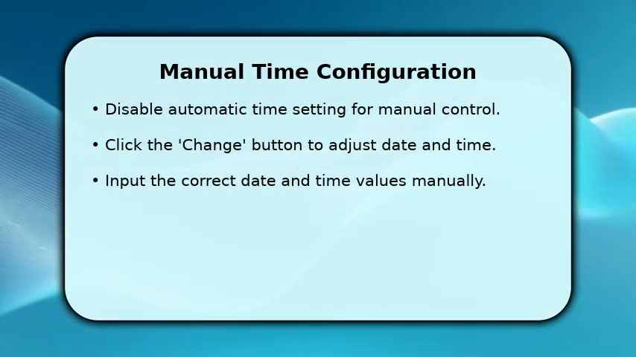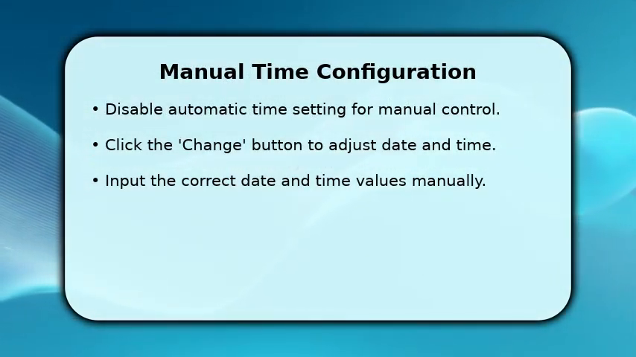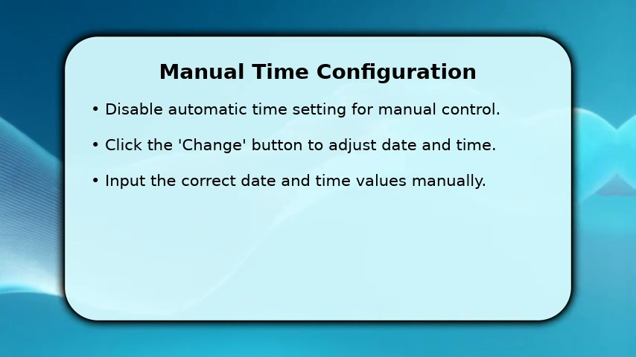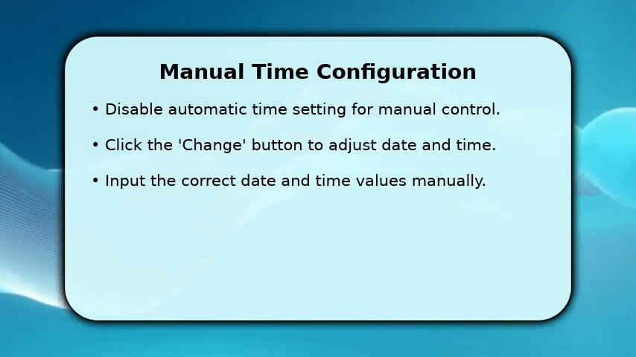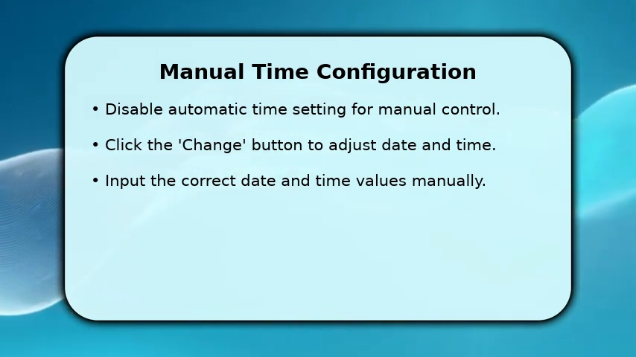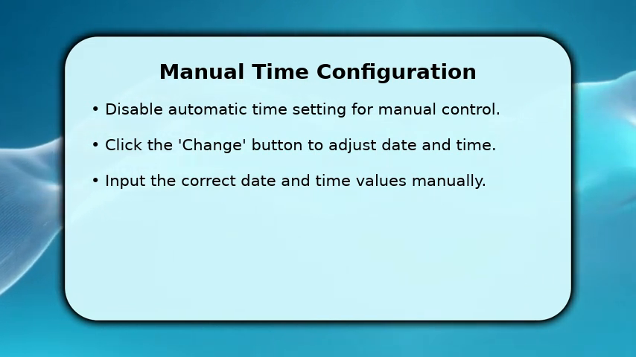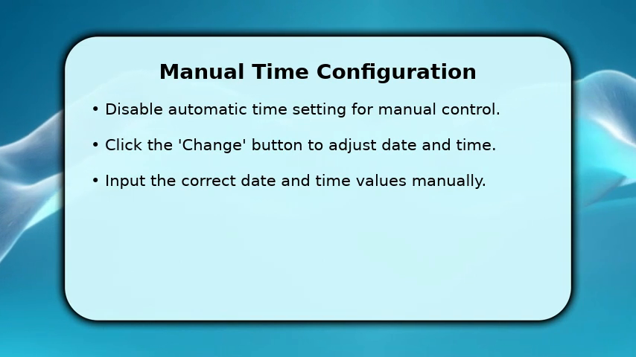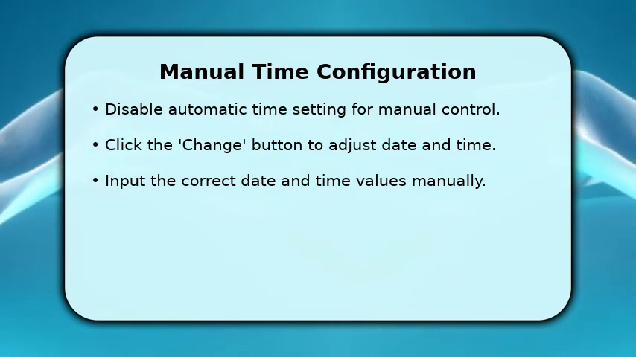Sometimes you might need to set the time manually. To do this, first turn off the Set Time Automatically toggle. Then, click the Change button located under Set the Date and Time manually. A new window will appear where you can input the precise date and time. Remember to click Change again to save your adjustments before closing the window.